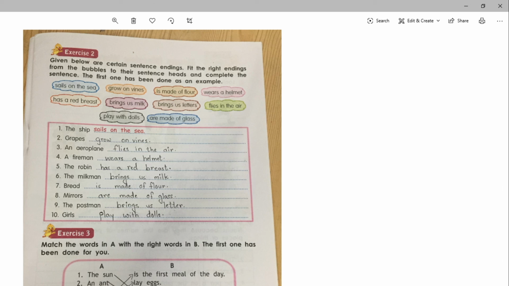This is the whole table and I have solved it for you. This is the end of our chapter 2, parts of the sentence. Thank you.